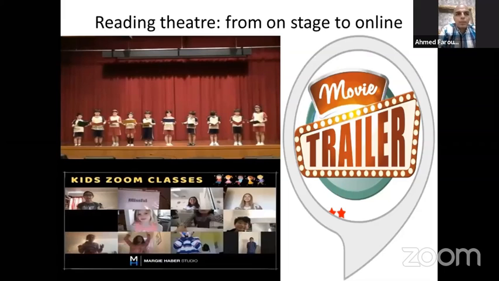Simply, you can put them again in groups. You can assign this part of a text or a play or a poem and ask each of them to have one line, and they can rehearse using WhatsApp or Facebook rooms, so that the final product is similar to the reading theater, which was on a stage. So they moved from on a stage to online.